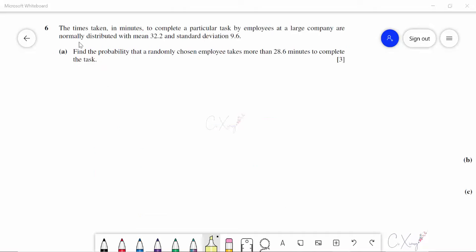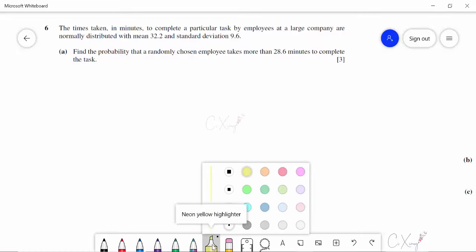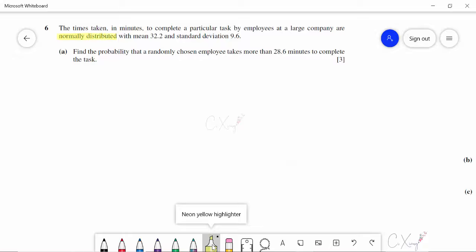All right, so they are talking about the times taken in minutes to complete a particular task by employees at a large company, which are normally distributed. So the first keyword here, which is very important, is normally distributed. Okay, so they give you the mean and also the standard deviation. Right, so for part A, they want you to find the probability that a randomly chosen employee takes more than 28.6 minutes to complete the task.